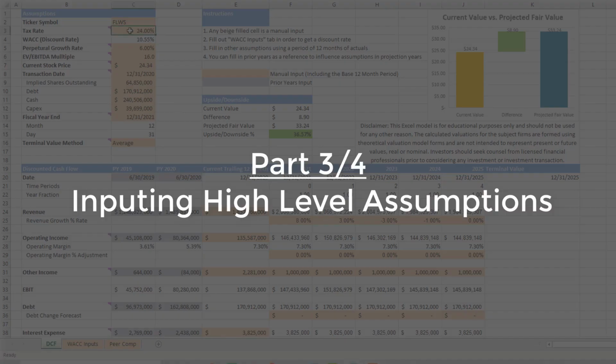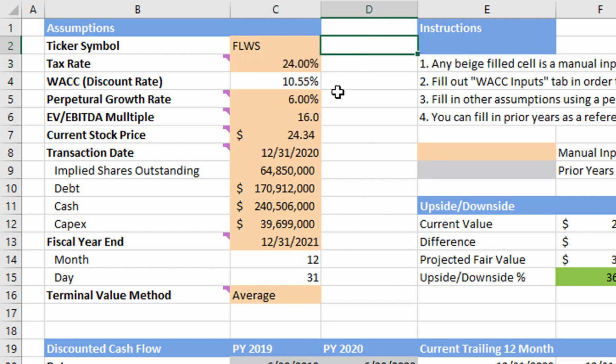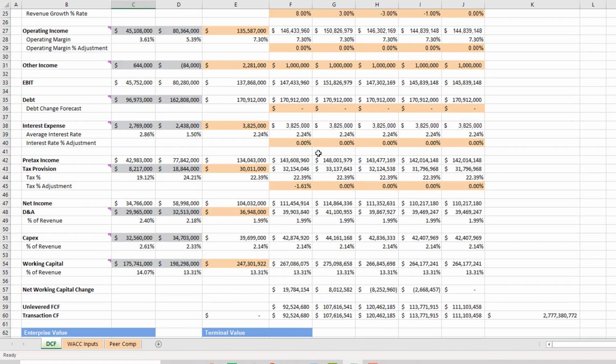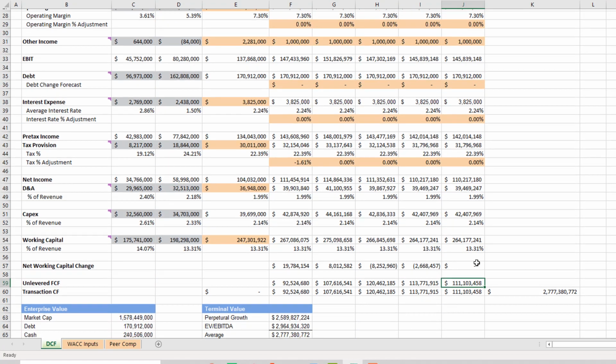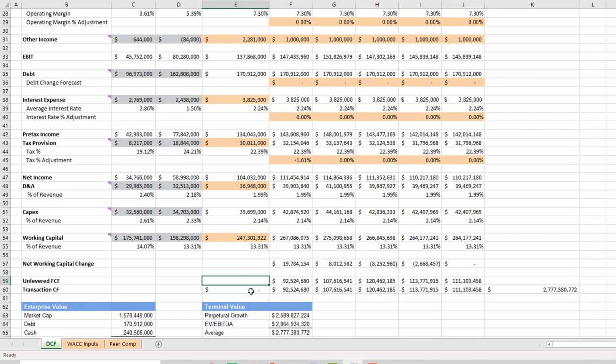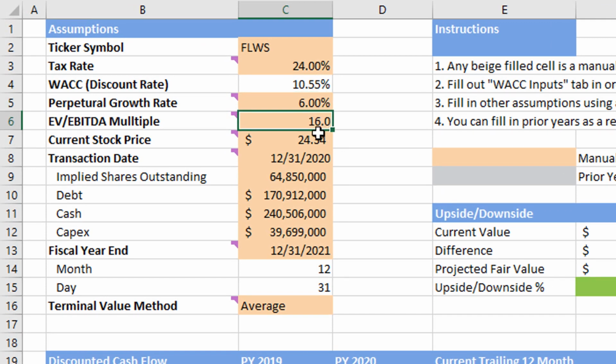So this model starts with all of the main assumptions up here. Tax rate: how much are you actually going to pay in taxes based on the earnings that the company has? Weighted average cost of capital: what is the discount rate you're going to use for future cash flows? So this $111 million in 2025, that's the rate you're going to use to discount back to a present value. Perpetual growth rate as well as EV/EBITDA multiple. This is going to be used to come up with the terminal value.